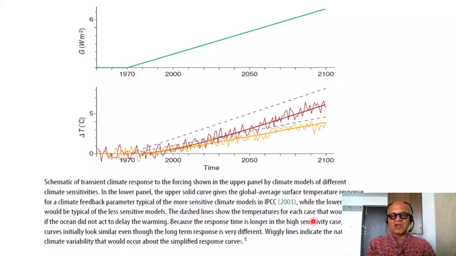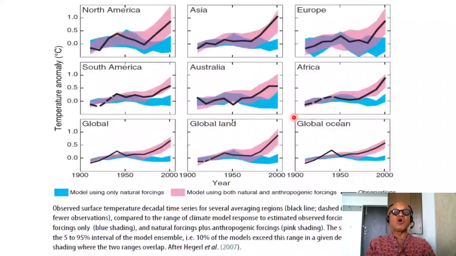Because the response time is longer in the high sensitivity case, which means 1 over lambda is smaller, the curves initially look similar here, even though the long-term response is very different. Wiggly lines indicate natural climate variability that would occur about the simplified response curve, which we can look at in reference 8. Okay, so the long-term average is the climate, and the trend versus the internal variability or the natural variability of the models.